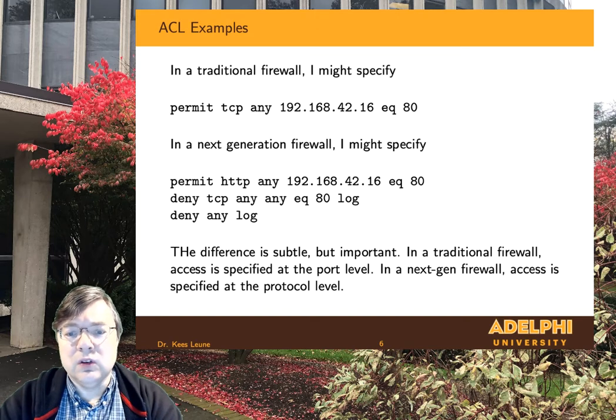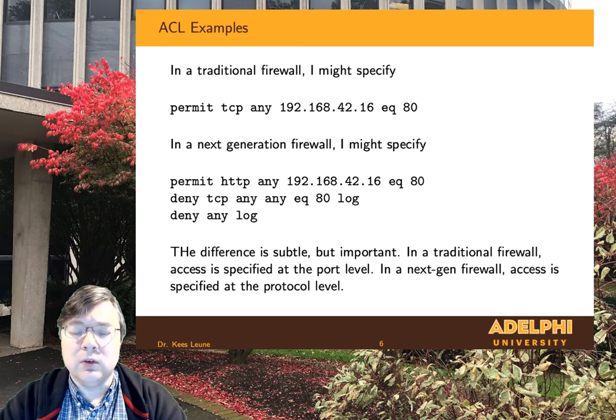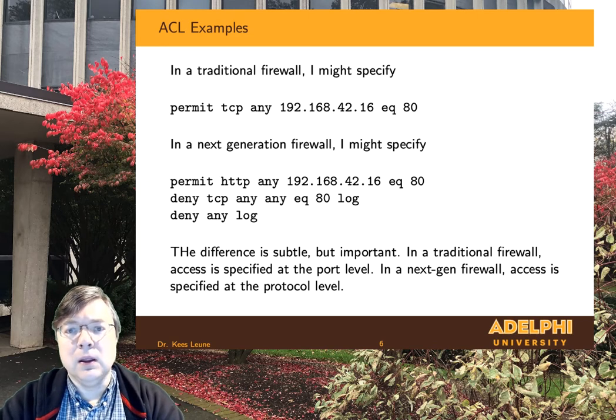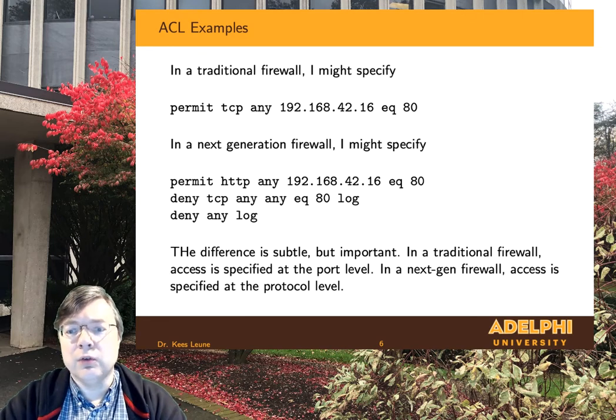So this is not an exact syntax in use by any devices today, but they look very similar to this. So if I would, for example, be filtering in a traditional firewall, I might say permit, so that would be my consequence. TCP, that would be part of the condition. Any would be the source host. 192.168.42.16 would be the destination host. And EQ stands for equal 8080. So this would be a permit rule that allows any source to connect to IP address 192.168.42.16 as long as they're using TCP destined to port 8080.